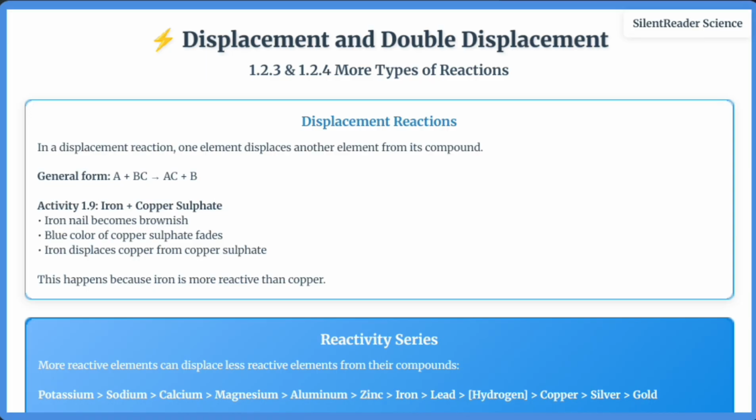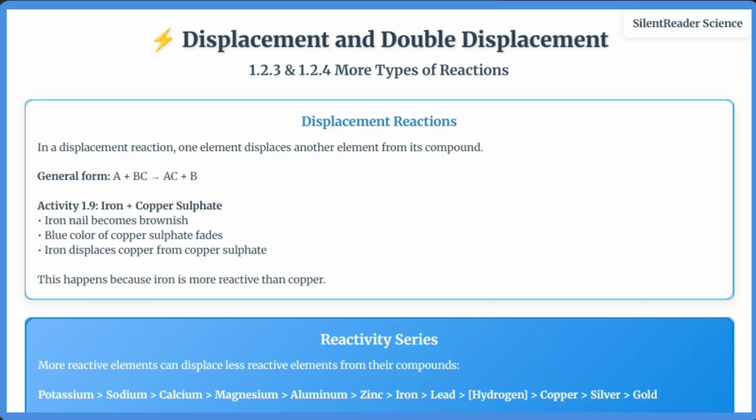The reactivity series helps us predict which elements can displace others. Potassium, sodium, calcium, magnesium, aluminum, zinc, iron, lead, hydrogen, copper, silver, gold. More reactive elements can displace less reactive ones.